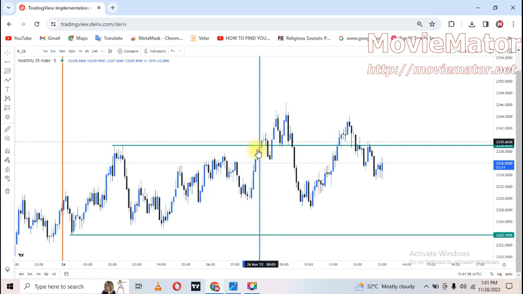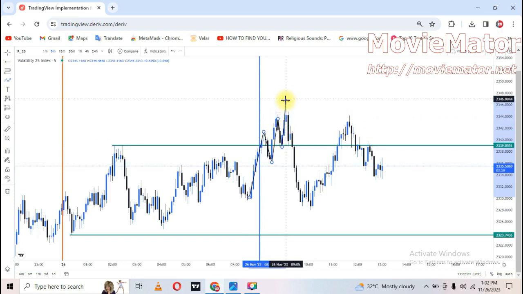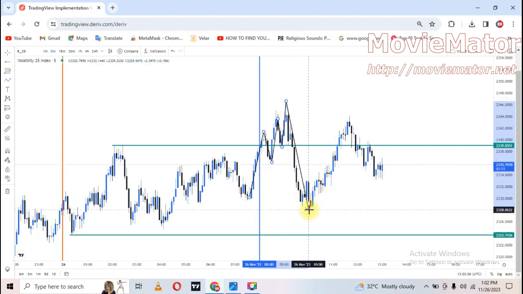Now look at something here. When price broke it, look at how price has been moving, from this point to this. You see, it created a low here. This is the high that broke it. Another one here, another one here, another one here, another high, and then boom, price changed character. So let me delete it.